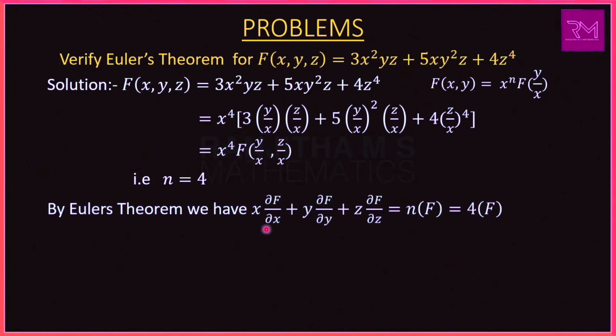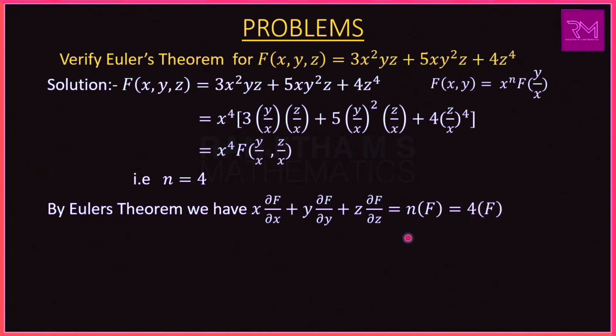So by Euler's theorem, for a function f(x, y, z), the formula is x ∂f/∂x + y ∂f/∂y + z ∂f/∂z = n f. Here the value of n is 4, so it equals 4f. That means, to verify Euler's theorem for this function, we have to show that x ∂f/∂x + y ∂f/∂y + z ∂f/∂z equals 4 times f, the function of x, y, z.